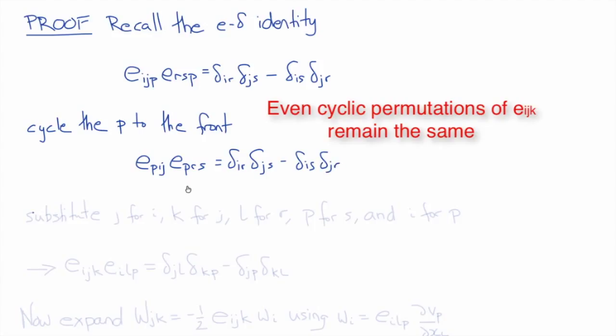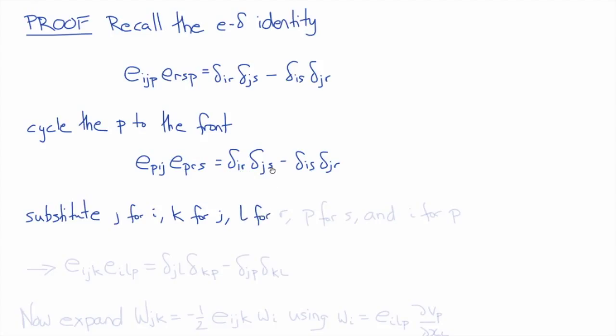And now we're going to substitute J here for I, K for J, L for R here, P for S here, and I for P here. So the same expression, just using a different set of indices, will become EIJK EILP equals delta JL delta KP minus delta JP delta KL.